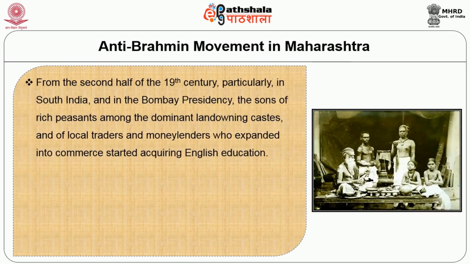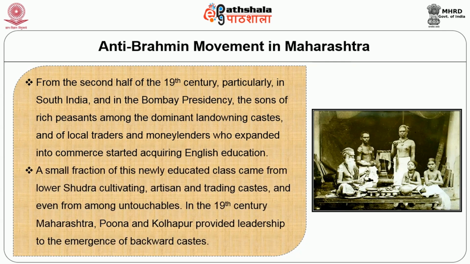Anti-Brahmin movement in Maharashtra. From the second half of the 19th century, particularly in South India and in the Bombay Presidency, the sons of rich peasants among the dominant land-owning castes and of local traders and moneylenders who expanded into commerce started acquiring English education. A small fraction of this newly educated class came from lower Shudra cultivating, artisan and trading castes, and even from untouchables. In 19th century Maharashtra, Pune and Kolhapur provided leadership to the emergence of backward castes.